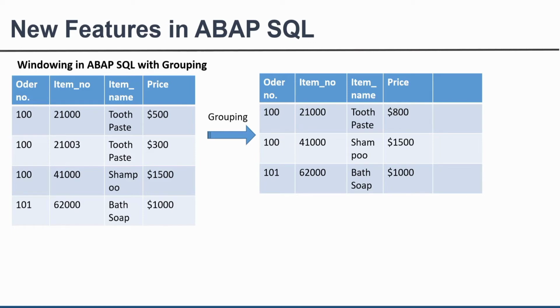first order number 100, wherein I am clubbing the sale or the price of items toothpaste, so it is coming as total 500 plus 300 as total 800, and then the next item as shampoo, and then the second order number. So here now if I want to calculate price by total, what is the percentage of this item over the complete order number? It is coming to 34.78, and here for the second item, obviously it will be the same 65.21, and the third, that is order number 101, again it will be 100%.